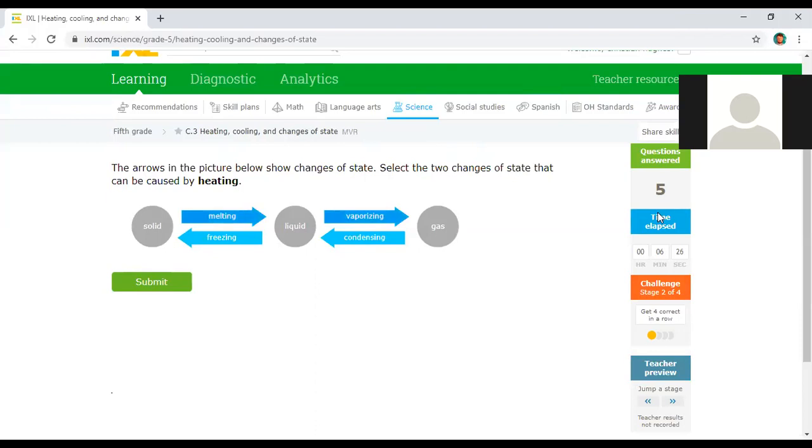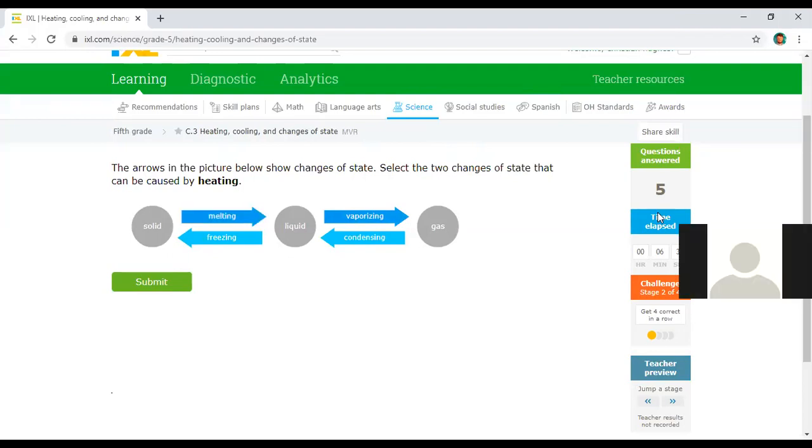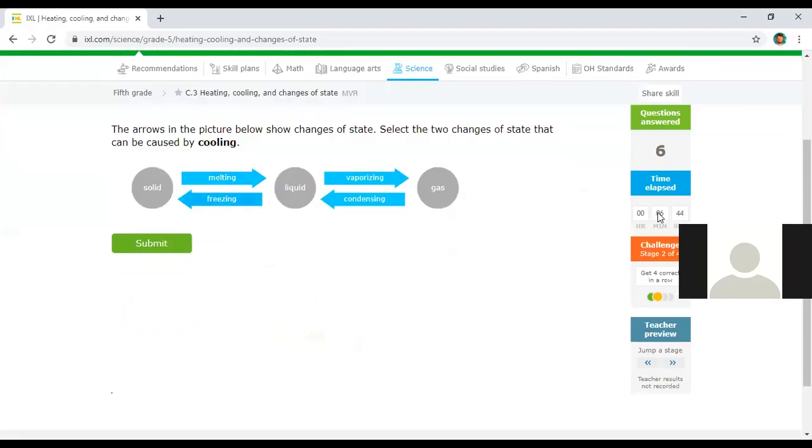All right, so let's look at them. Ice melts into water. How does ice melt? Usually by heat. So good. And then water being vaporized into a gas, water on the stove turning into steam. So yes, she is correct. Good job.